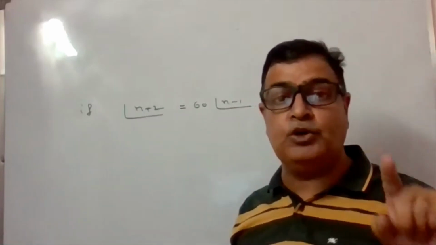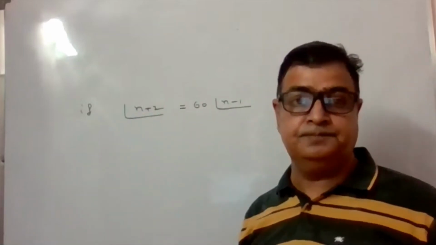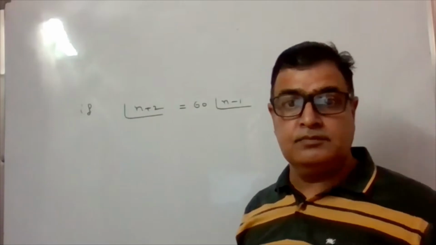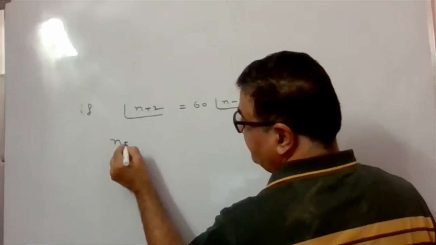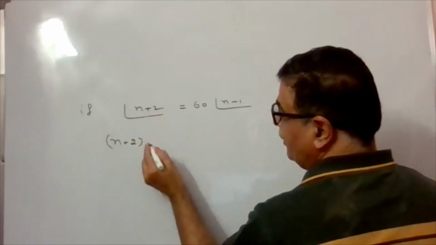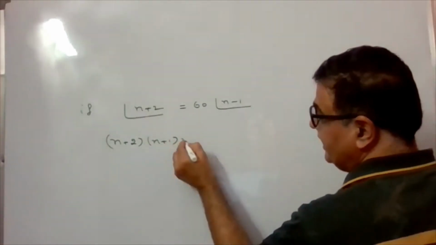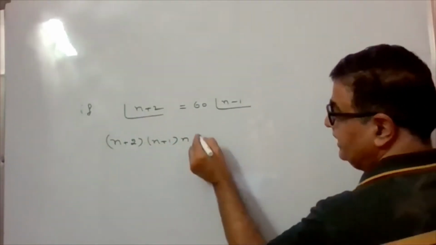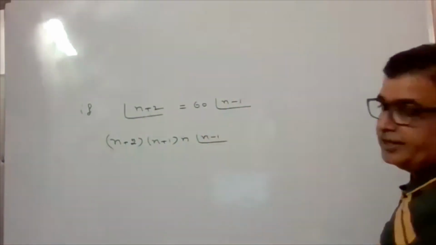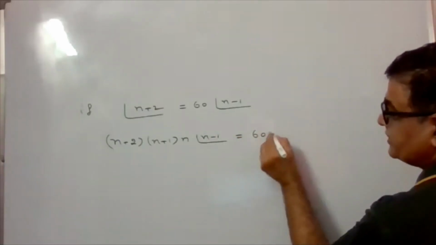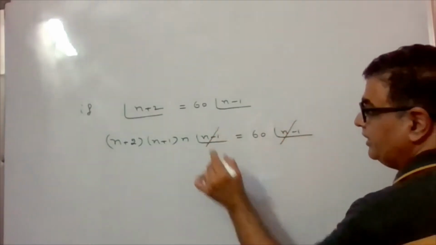Again, we should think about the greater one. N plus 2 bigger or n minus 1 bigger? N plus 2. So we should start with n plus 2. First number is n plus 2. Reduce it by 1, that will become n plus 1. One more reduction, that is n. One more less, that is factorial n minus 1. Further, I will not take because it's already present here. This has come out to be 60 times factorial n minus 1. This part clearly gets cancelled out.